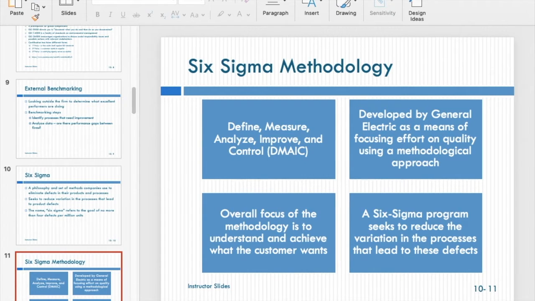We should know that the Six Sigma approach was developed by General Electric, and right now it's used by many different firms. They follow this idea to help improve quality during the production process. General Electric first developed it in order to focus its efforts on quality using this methodological approach.